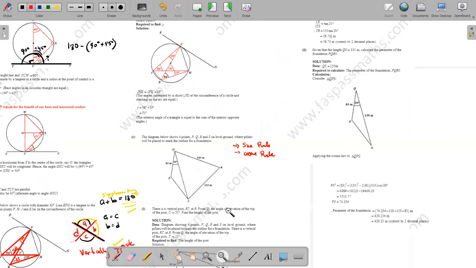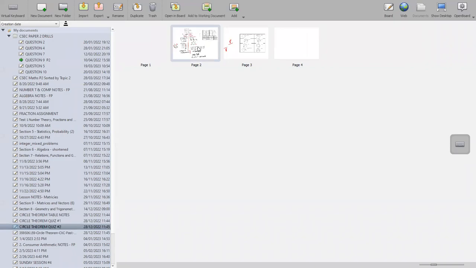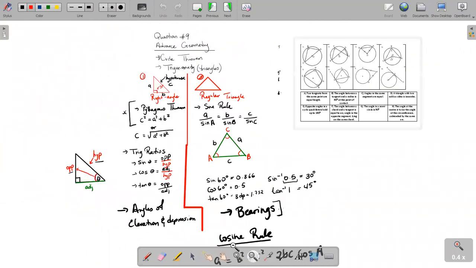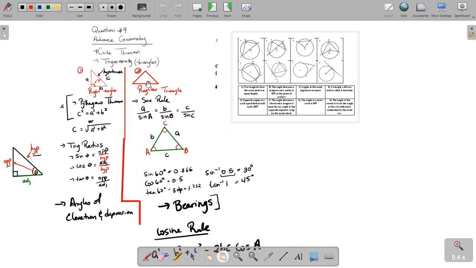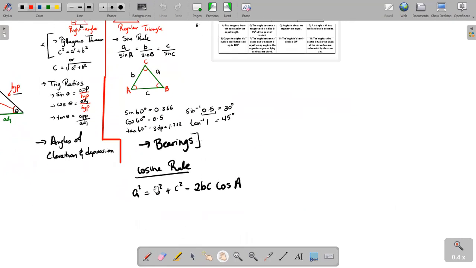Let's make sure we're on the same page, guys. Where did I put that information? Did I leave it on this? Yeah. So let's go back here. Everybody remember? Whenever it's a right angle triangle, which two rules are you going to be using? Pythagoras or trig ratios. When it's a regular triangle, what are the rules that you could be using? Either the sine rule or the cosine rule.